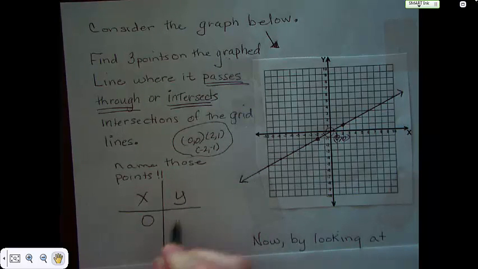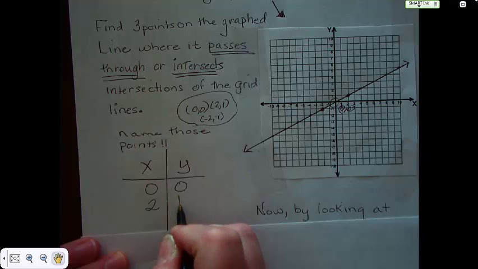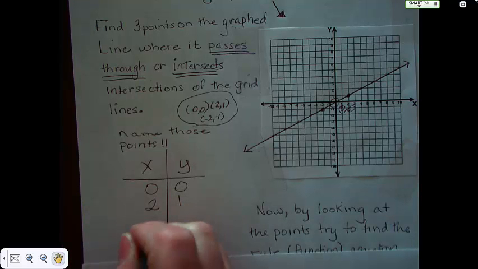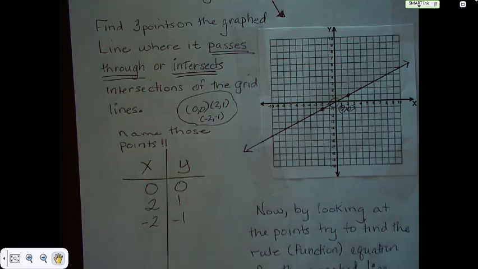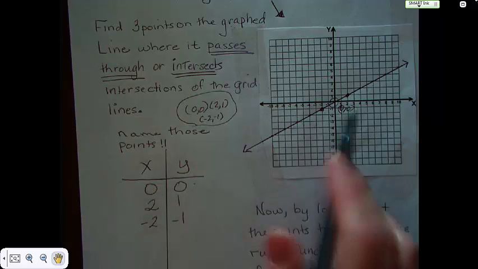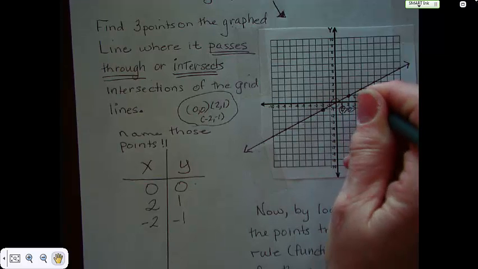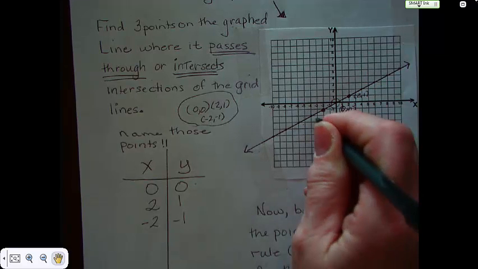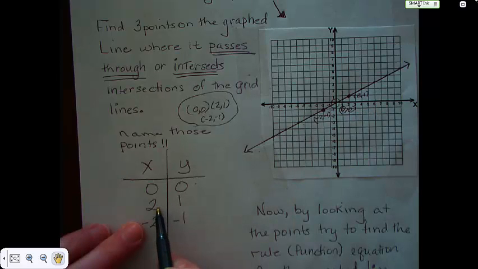I'm going to write them in here. 0, 0; 2, 1; negative 2, negative 1. Wow. What do you think? What's happening to these? Nothing happened here. So that 0, 0 just stays the way it is. But we have 2, 1 over here, and then we have negative 2, negative 1 over here. What happened to 2 that it got to 1?